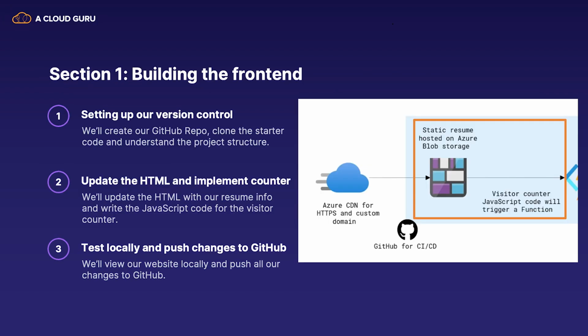First up, let's build out the front end. This is going to include creating our own GitHub repo and cloning it locally, cloning the starter code and adding it to our project, updating the HTML with our resume info, creating the JavaScript code for the visitor counter, and pushing all of our code right back up to GitHub. You can see in the slide here, I've highlighted the section that we're going to be focusing on in terms of the diagram for this section 1, building the front end. All right, so let's get to it.